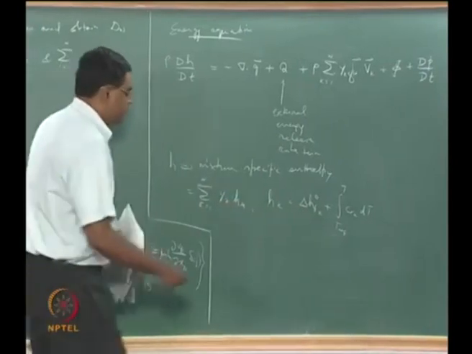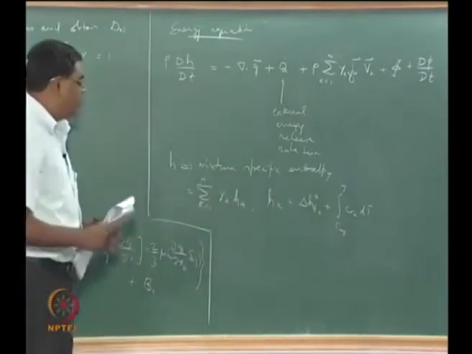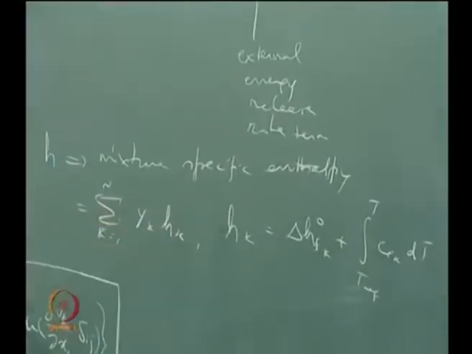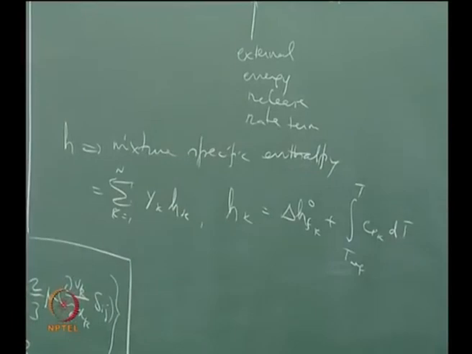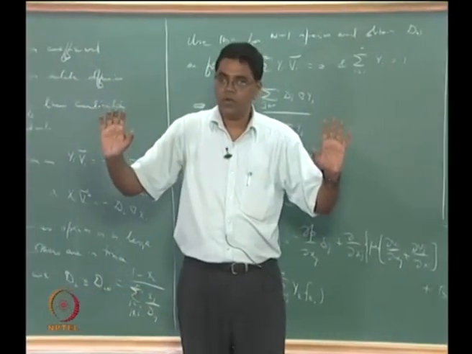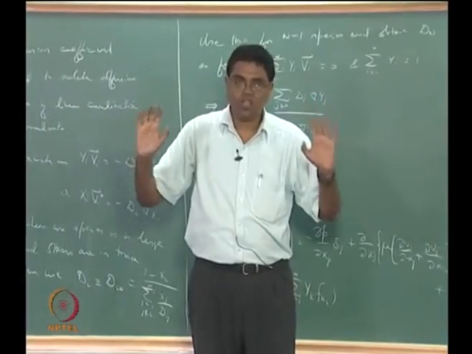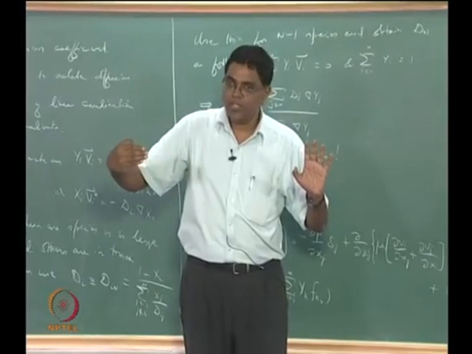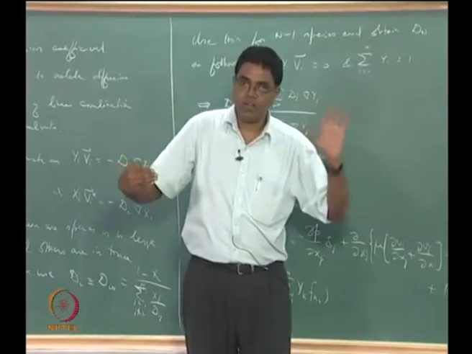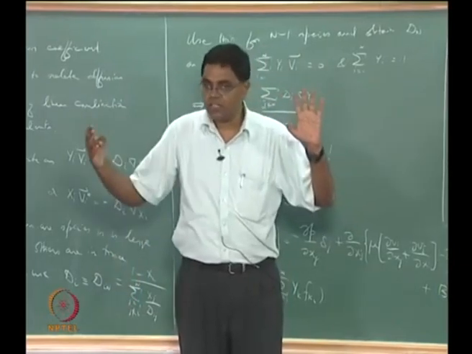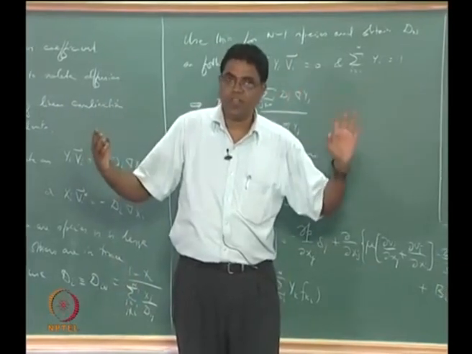If you now plug this in here, you are going to get a summation of Yk delta hfk. That is like saying I want to add up all the heats of formation of all the species that are involved in this mixture, weighted by their mass fraction, okay. And keep in mind it is the products that are going to have very high negative heats of formation, the reactants are not going to have that high negative heats of formation.